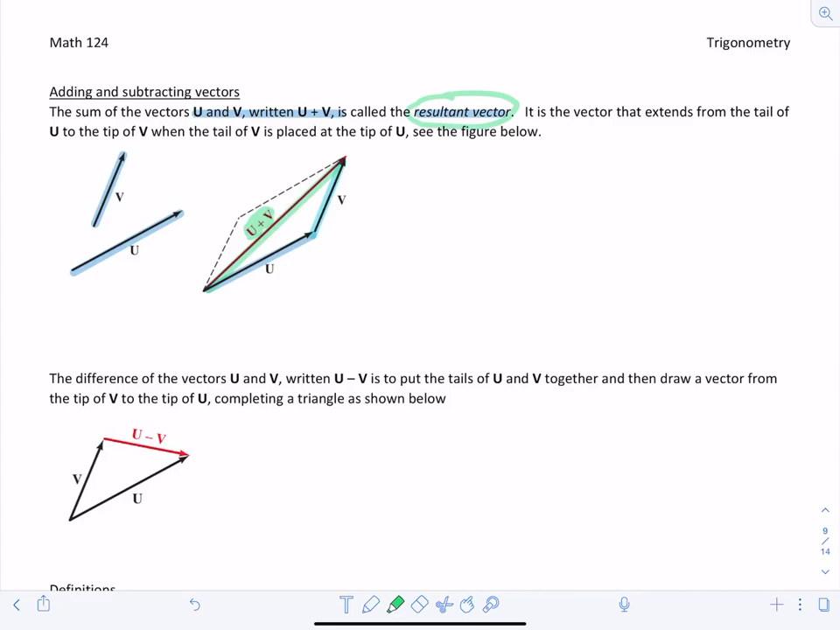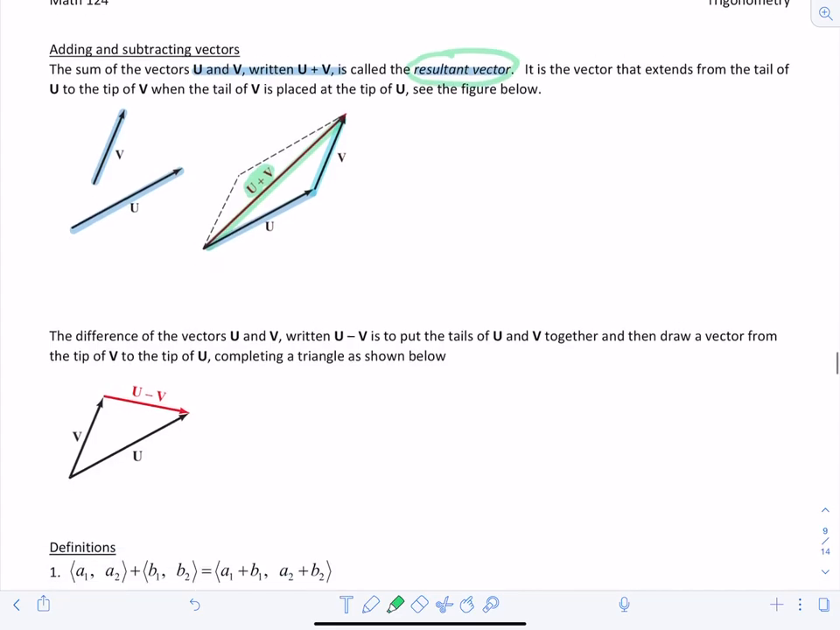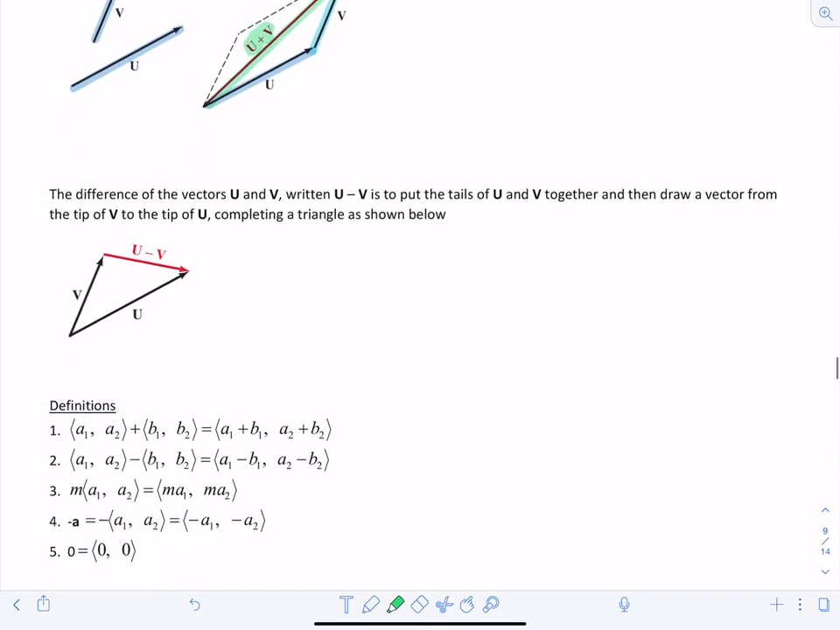Okay. If you want to subtract vectors, u minus v, one thing you could do is take u and add negative v, right? Wouldn't that be the same thing? U plus negative v. So you could reverse the direction of v.